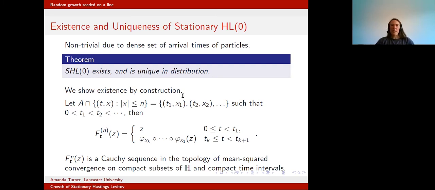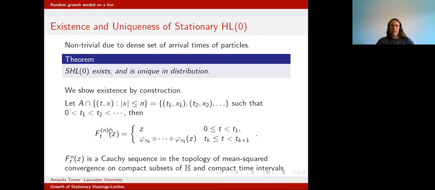And essentially the proof is by construction. So what do we do? Well, we construct an approximation that only consists of the arrivals in this set A of particles that arrived at spaces between minus n and n. Then on any finite time interval, there are only finitely many of those, so we can order them. And once we can order them, then we can just construct our map as a composition of these slit maps in almost exactly the same way as we did on the disk. Just we're using the slit maps corresponding to the upper half plane rather than to the disk.